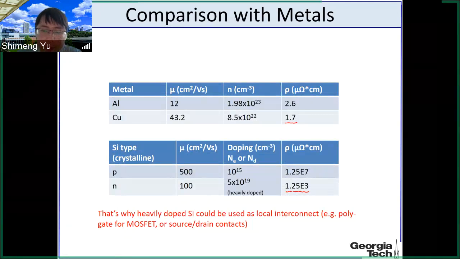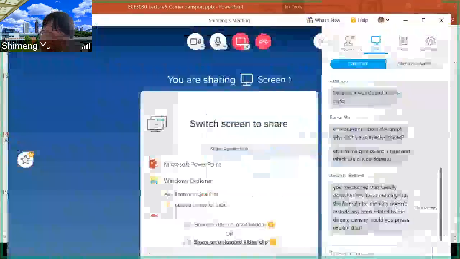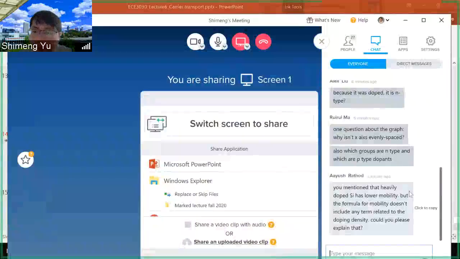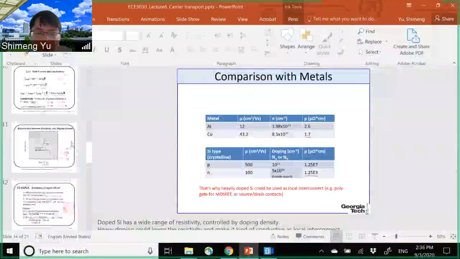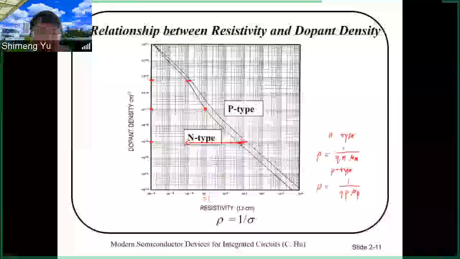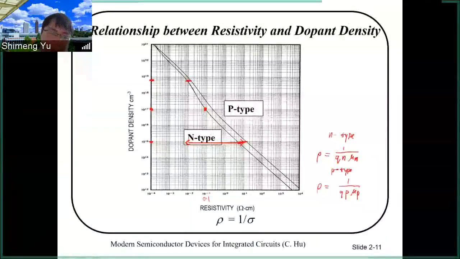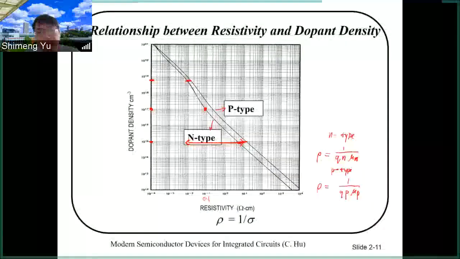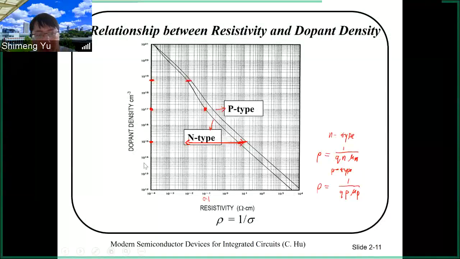Any questions? So we got one question. Why isn't the x-axis evenly spaced, and which groups are n-type and which are p-type? I think you are referring to this graph. The lower curve is n-type, the higher curve is p-type. And the x-axis is in log scale. Okay, in this plot, the x and y are both in log scale.